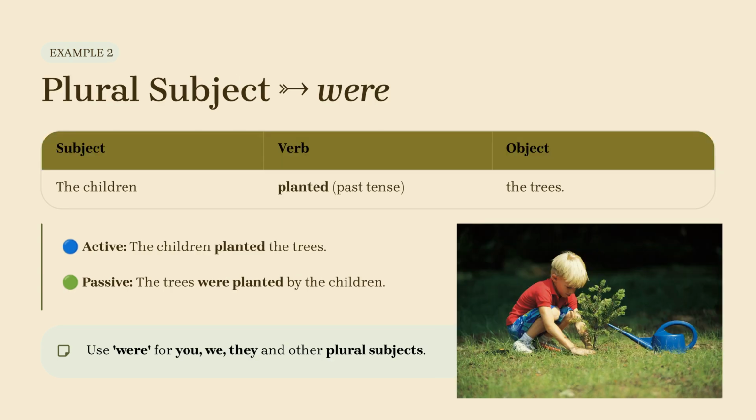Example 2 shows a plural subject with were. In the active sentence, we say, the children planted the trees. The children is the subject, planted is the past tense verb, and the trees is the object. In the passive voice, this becomes, the trees were planted by the children. Use were for you, we, they, and other plural subjects.